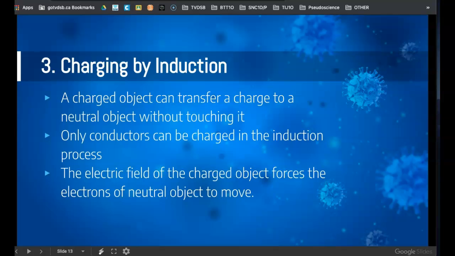The way this works is the charged object, because it has a charge, is going to have what's called an electric field. Right? So a negatively charged object will have a negative field. And that negative field is actually going to push the electrons on the neutral object around.